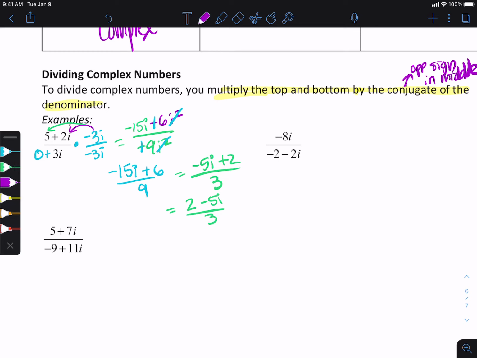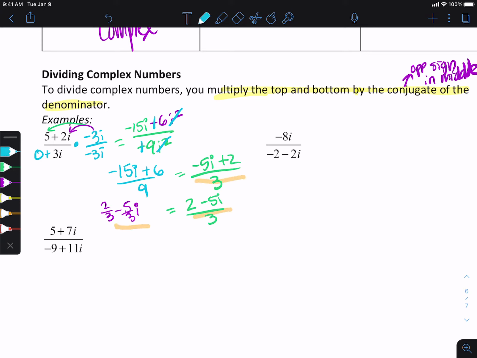Just note that you could also have this written as 2/3 minus 5/3 i. This, I would say, is atypical. It's still a correct answer. I would say this one is the most conventional. Okay? Again, they are all still correct answers, all of these 3.